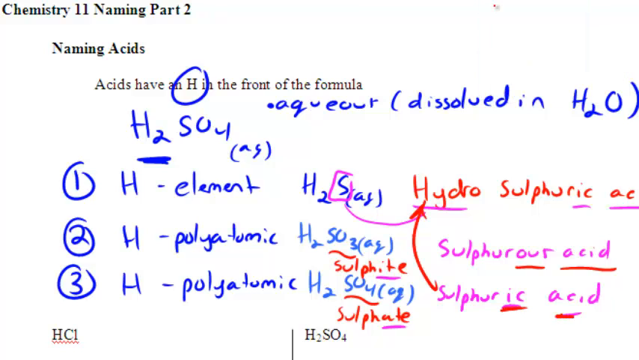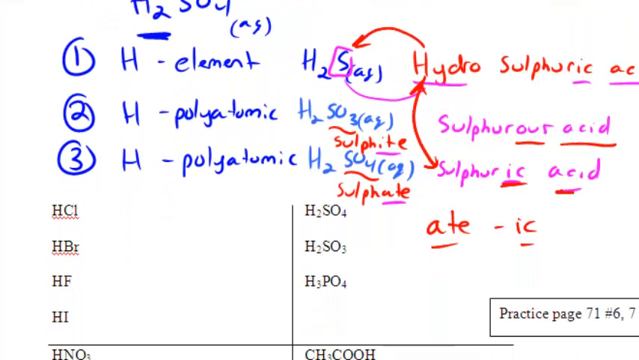So as you can see, the only difference between these two is the hydro in front of it. If you see hydro, think of just an element. If there's nothing there, it's going to be an ATE ending. The way people think about this is, if you ate something that's acidic, it's going to be icky. ATE goes with IC. All right, let's look at a couple of these.